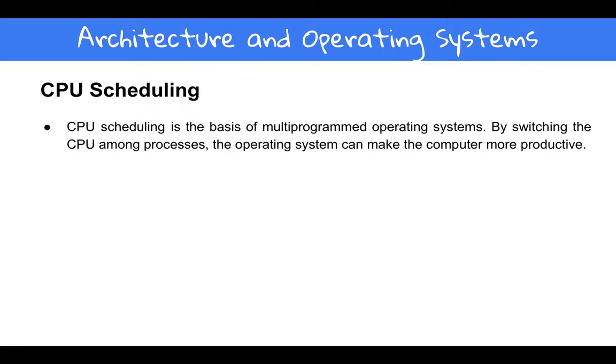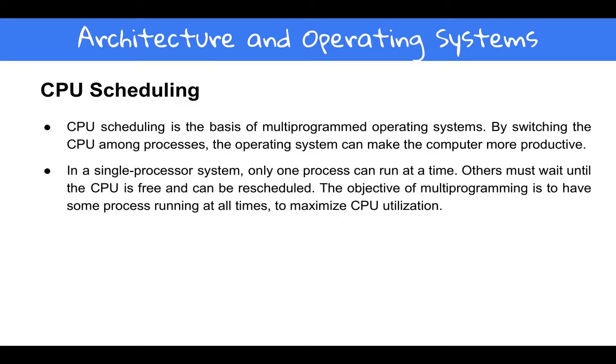In the previous session, we discussed CPU scheduling, and I said that we need to have a scheduler in our operating system that can give CPU time to different processes to be able to run multiple programs. So CPU scheduling is the basis of multi-program operating systems. By switching the CPU among processes, the operating system can make the computer more productive. So the scheduler's job is to give CPU time to different processes to be able to run multiple programs.